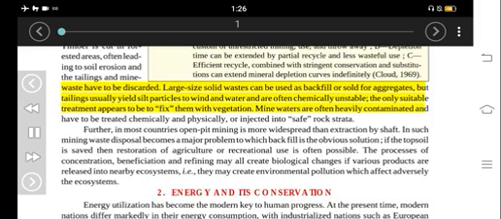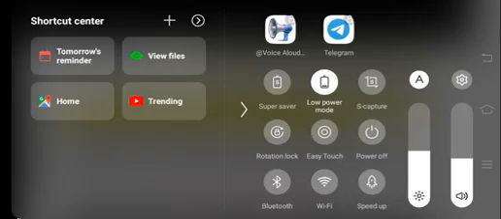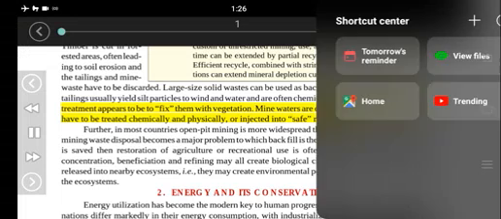Wastes have to be discarded. Large-size solid wastes can be used as backfill or sold for aggregates, but tailings usually yield silt particles to wind and water and are often chemically unstable. The only suitable treatment appears to be to fix them with vegetation. Mine waters are often heavily contaminated and have to be treated chemically and physically, or injected into safe rock strata.